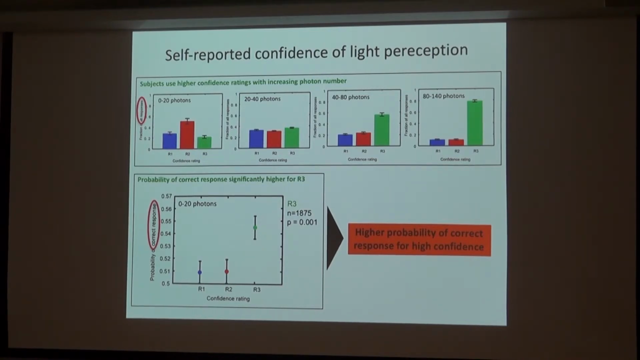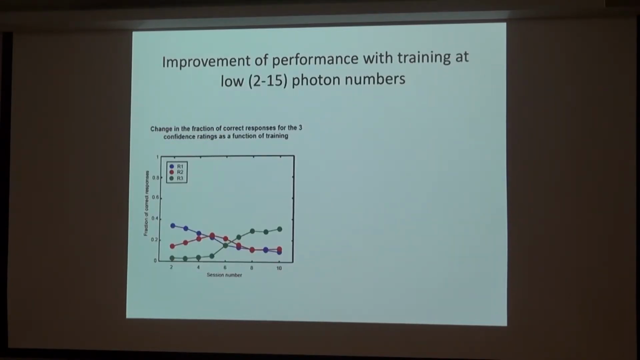And as they went through the training, we saw that a fraction of the R3 responses picked up and the fraction of the R1 and R2 responses declined, suggesting that subjects got more confident in the responses. They could push themselves to see these weak stimuli. And consistent with that, we could also see a slight change in the probability of the correct response for the R3 responses as a function of session number.